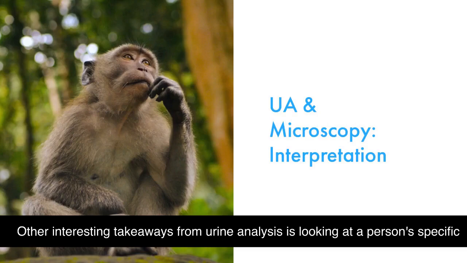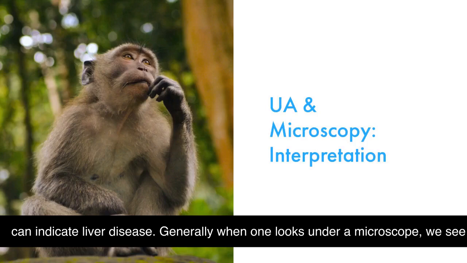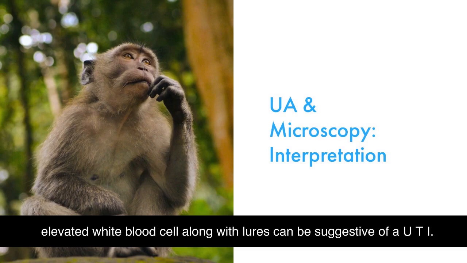Other interesting takeaways from urine analysis is looking at a person's specific gravity, which can suggest a person's hydration status, and any elevation in urobilinogen or bilirubin can indicate liver disease. Generally, when one looks under a microscope, we see white blood cells, red blood cells, casts, crystals, epithelial cells, bacteria, and yeast. An elevated white blood cell count along with leukoesterase can be suggestive of a UTI.